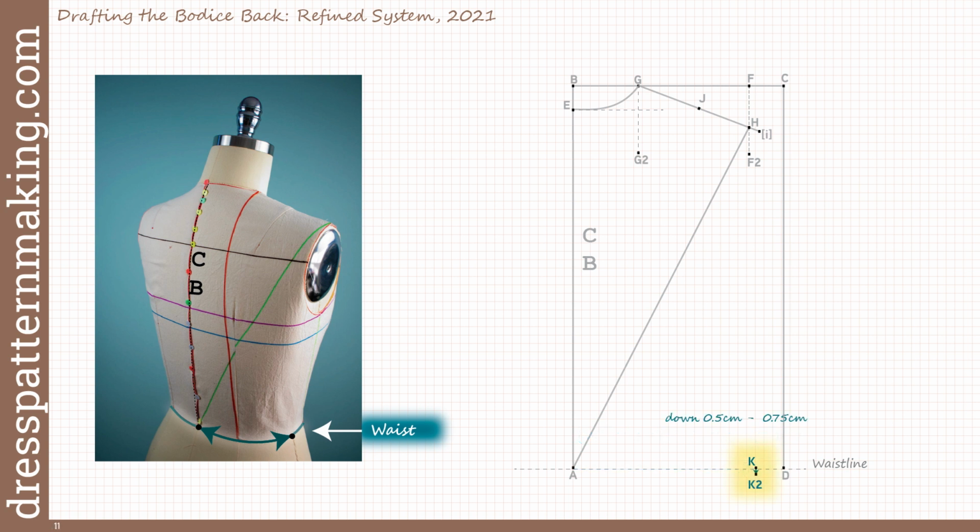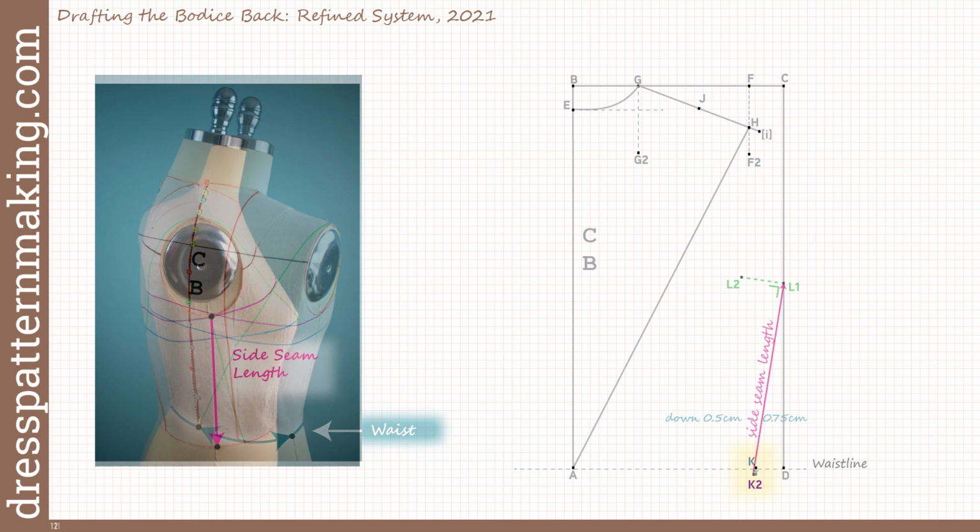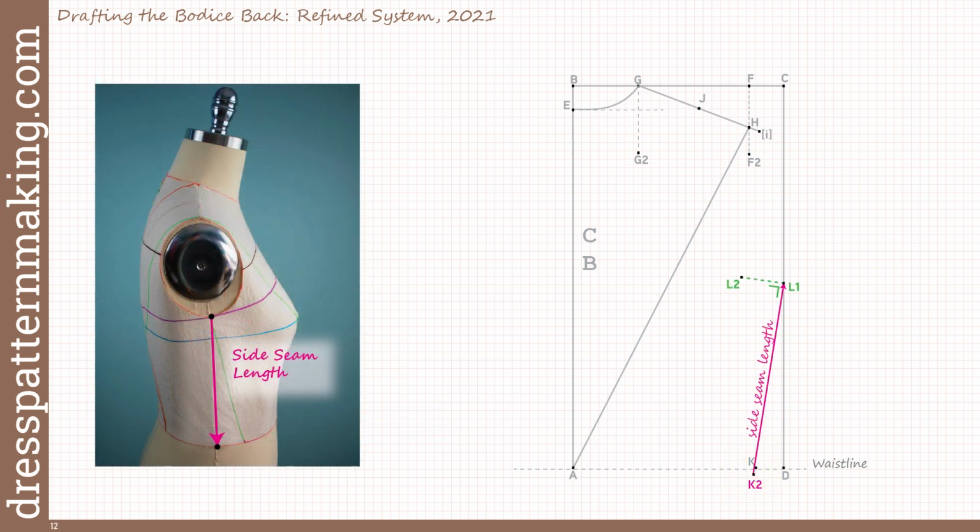From point K, measure down below the waistline at right angles to the waistline and mark point K2. The amount you measure down is 1/2 centimetre. This will help with the waist curving because the waist is not a completely straight line. Now, using your side seam length measurement, that's measurement number 9 on the measurement chart, measure from point K2, just below the waist, up to touch the C to D line. Where it touches the C to D line, mark point L1. Then draw a guideline inwards for about 5 centimetres from point L1 at right angles to the side seam line and mark point L2.